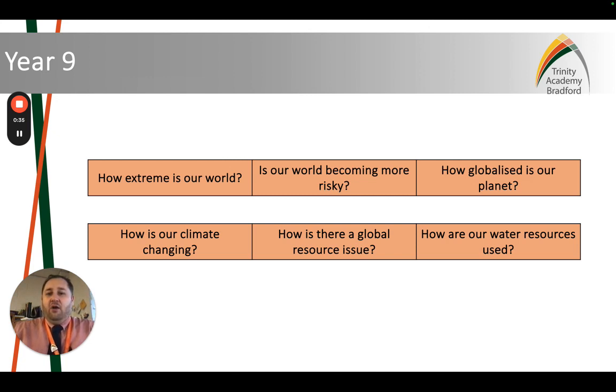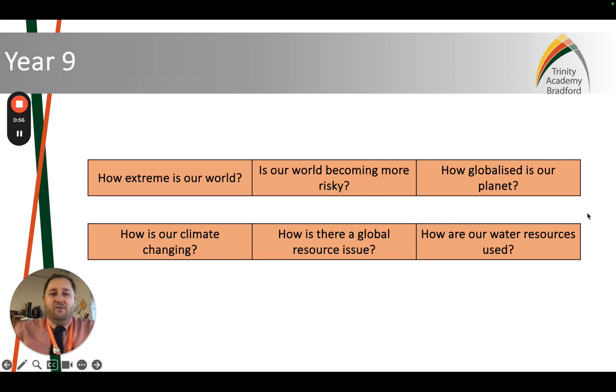We then look at how our climate is changing, looking at the processes that are making our climate warmer and more extreme. We then look at 2 resource issues. So we look at global resources, looking at things like microplastics and the impact that it's having on the ocean. And then we look at water as a resource and how water is utilised across the planet.